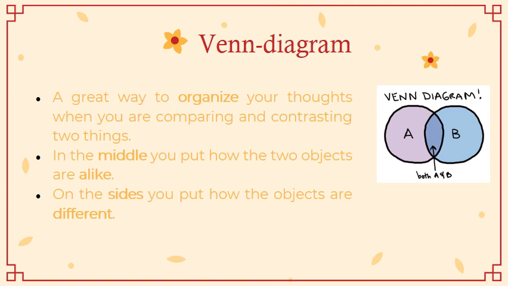So when the two circles intersect, in the middle, it's like I'm going to have a common part. So in the common part, I write the similarities, both. But on the other sides that they do not intersect, I write the differences. So in the middle, you put how the two objects are alike. On the sides, you put how the objects are different. So this is what we call the Venn diagram. And we use the Venn diagram to compare and contrast between two or more things.